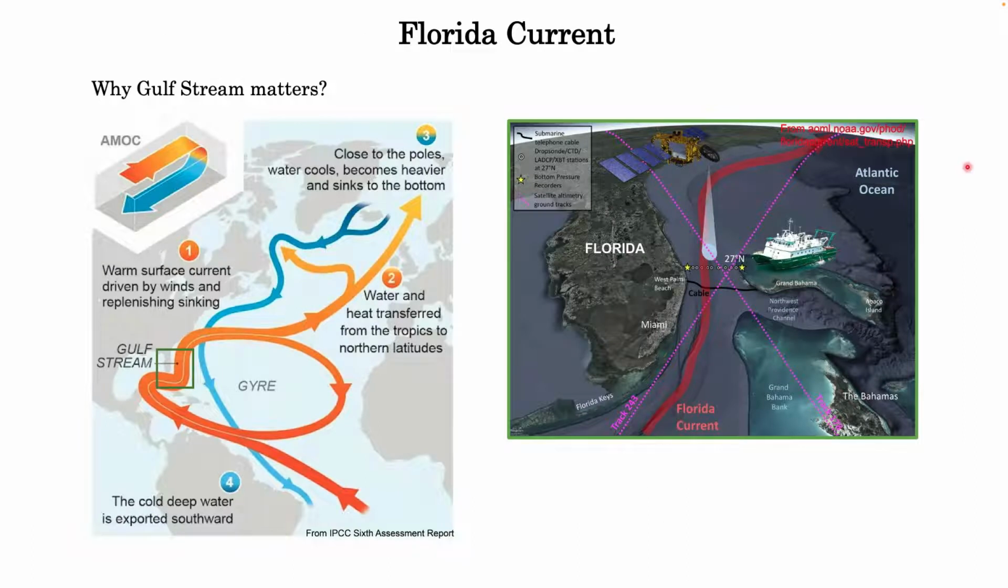So as we all recognize, the Gulf Stream is part of the North Atlantic subtropical gyre, and it's part of the meridional overturning circulation, or AMOC, an important component that distributes heat and fresh water, which is important for regulating the weather and climate with regional and global implications.